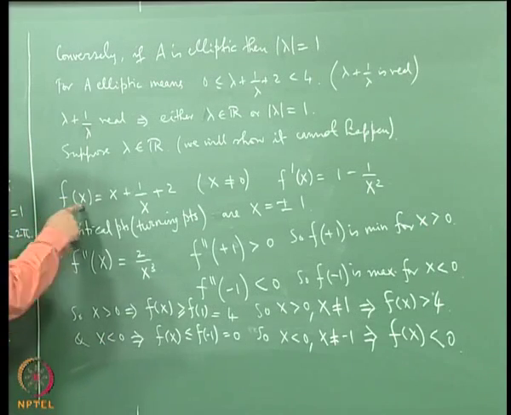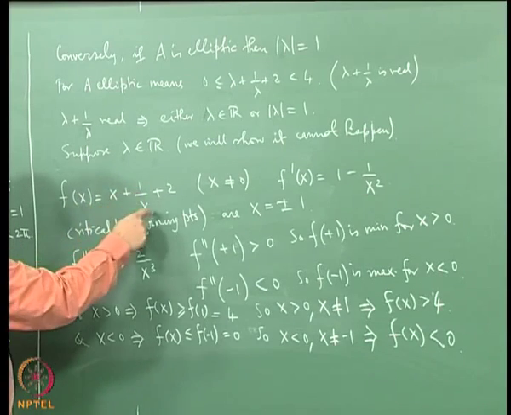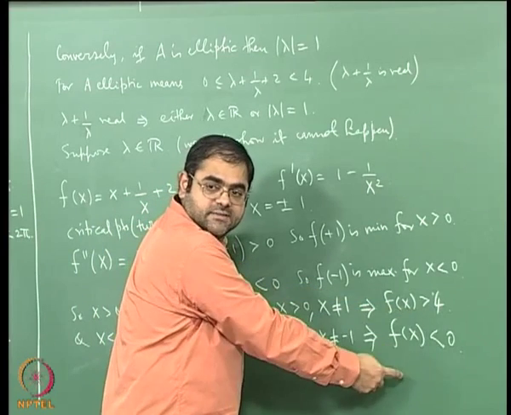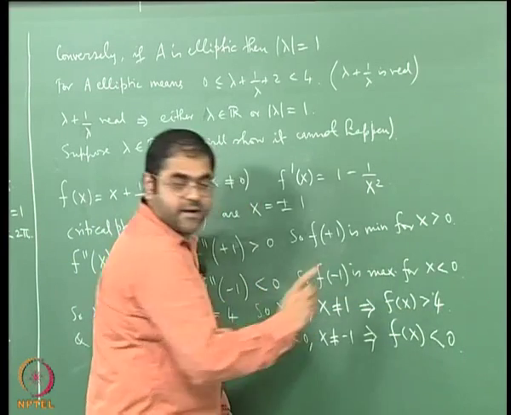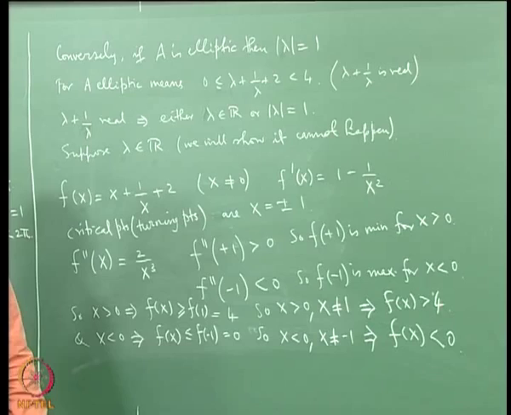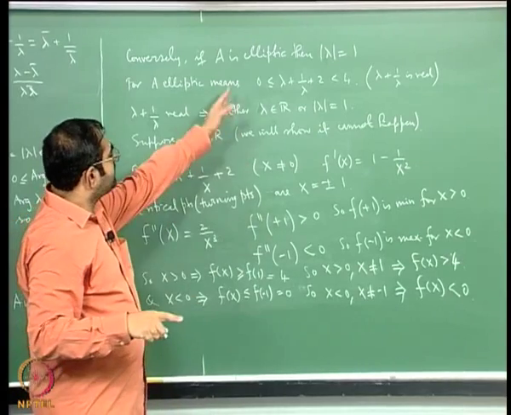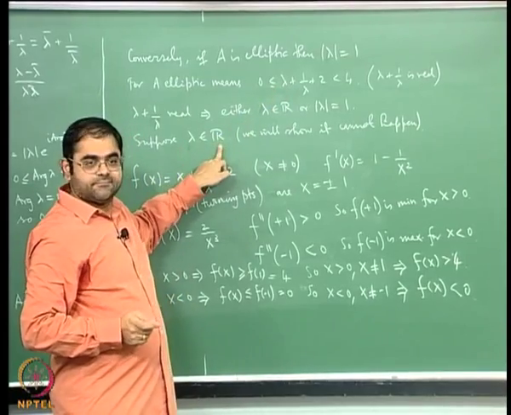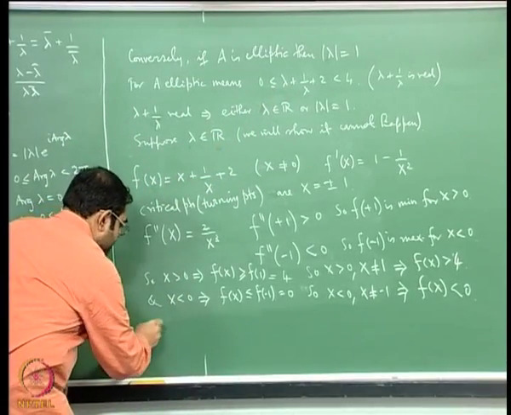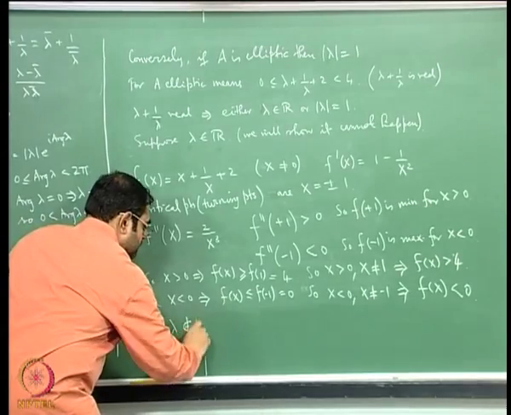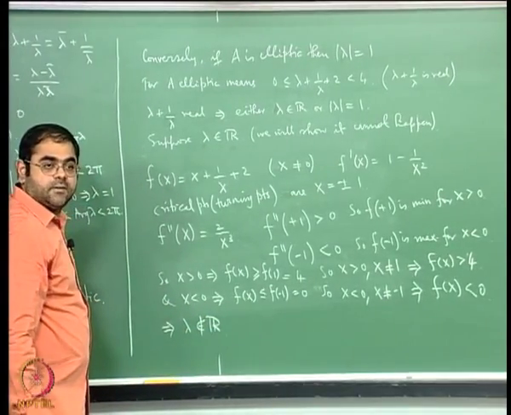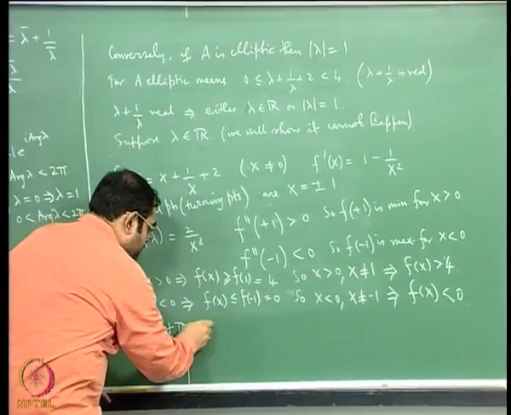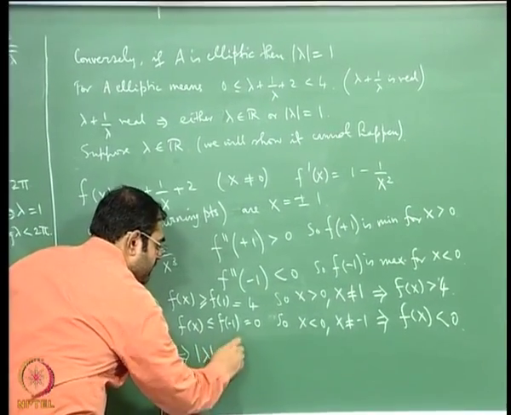If x is real, the expression x plus 1 by x plus 2 is either greater than 4 or it is less than 0, provided x is not allowed to take the values plus or minus 1. So that will give you a contradiction to this case, so lambda cannot be real. The other case will be that mod lambda has to be 1.